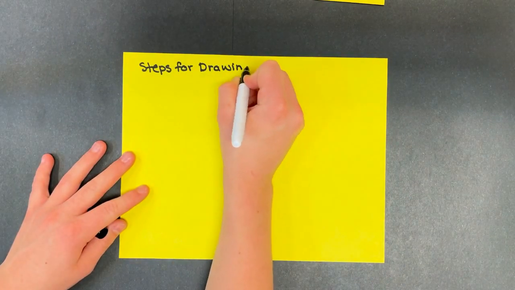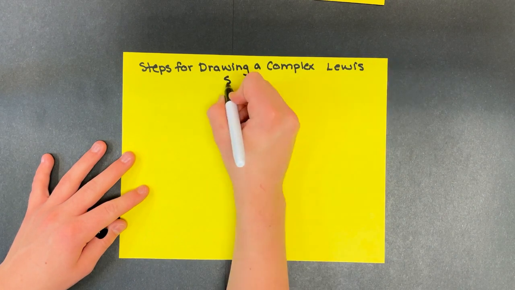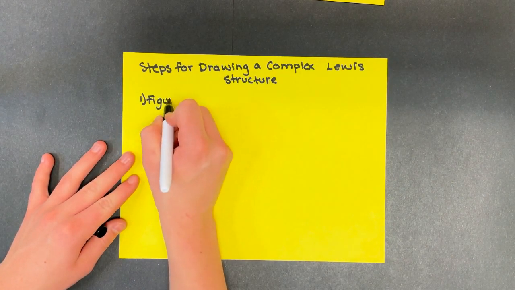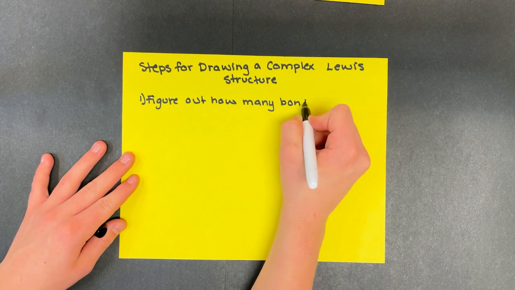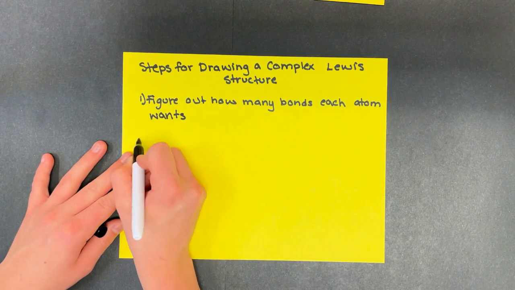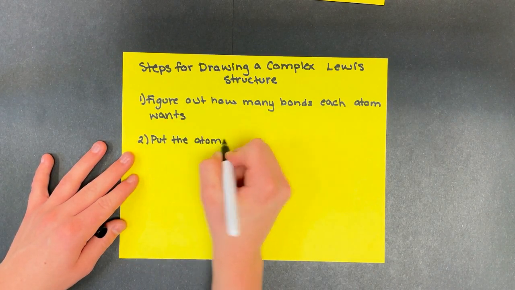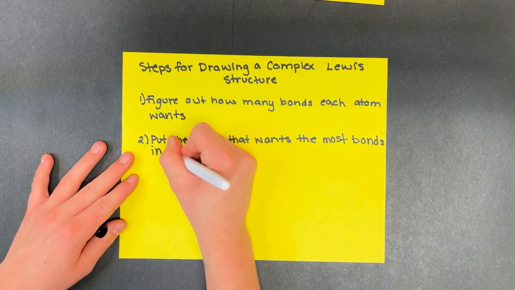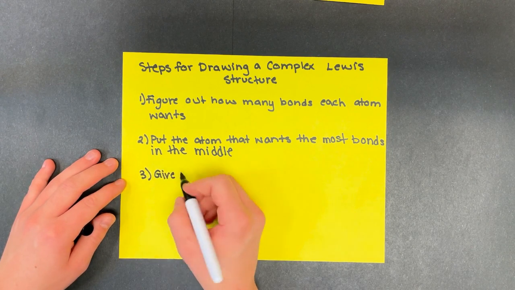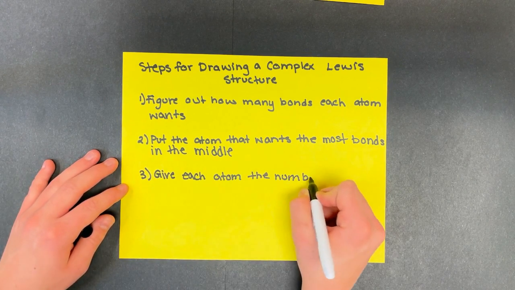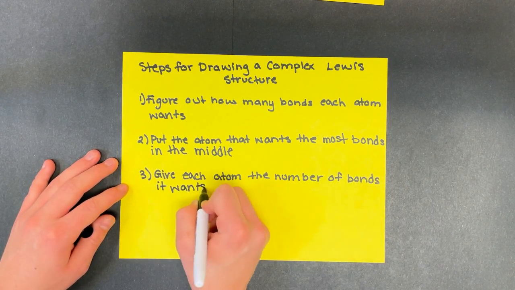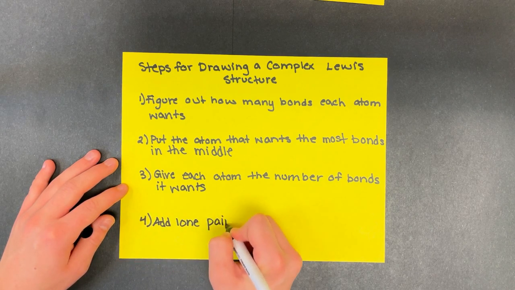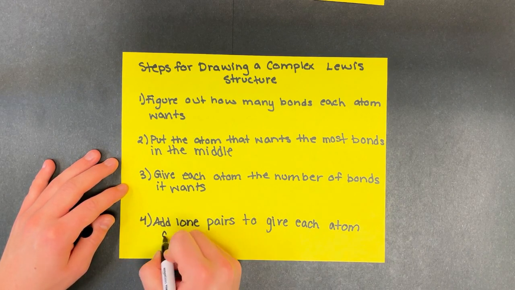Now let's look at the steps for drawing a complex Lewis structure. The first thing we're going to do is figure out how many bonds each atom wants. Step 2 is to put the atom that wants the most bonds in the middle, making it the central atom. Step 3 is to give each atom the number of bonds it wants. And the last thing we're going to do is add lone pairs where necessary to give each atom an octet.